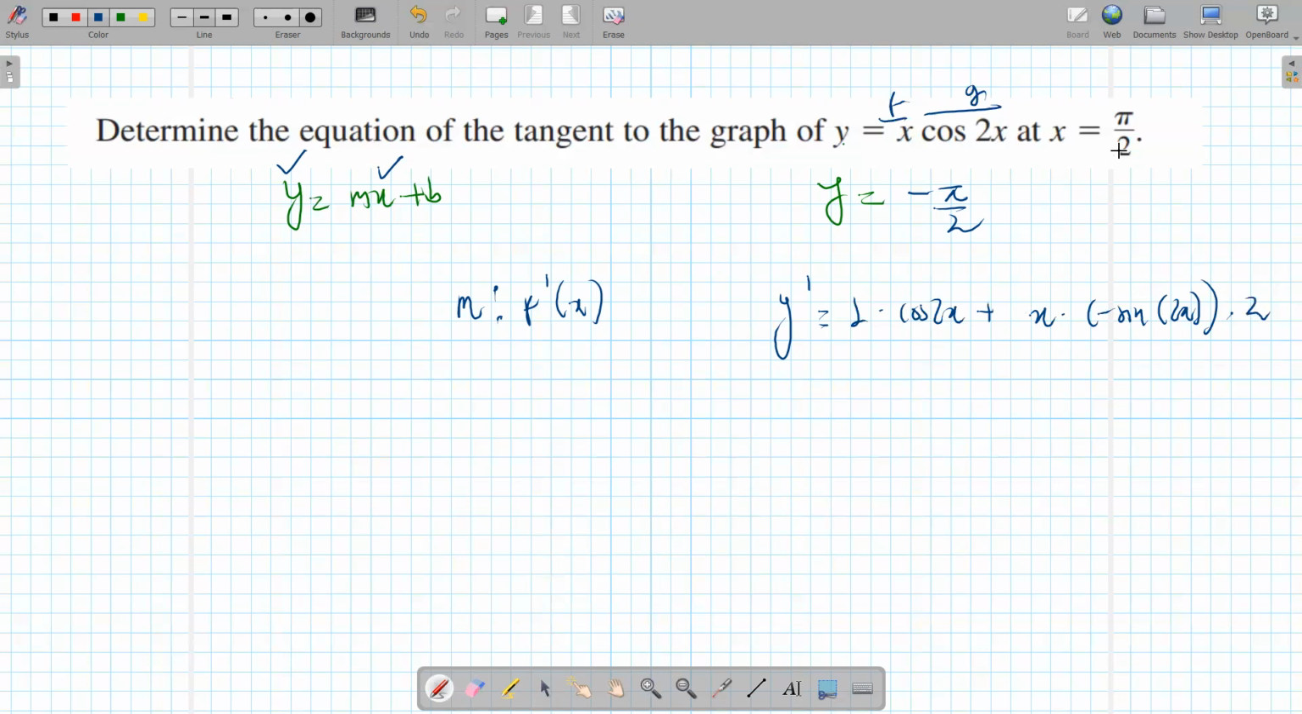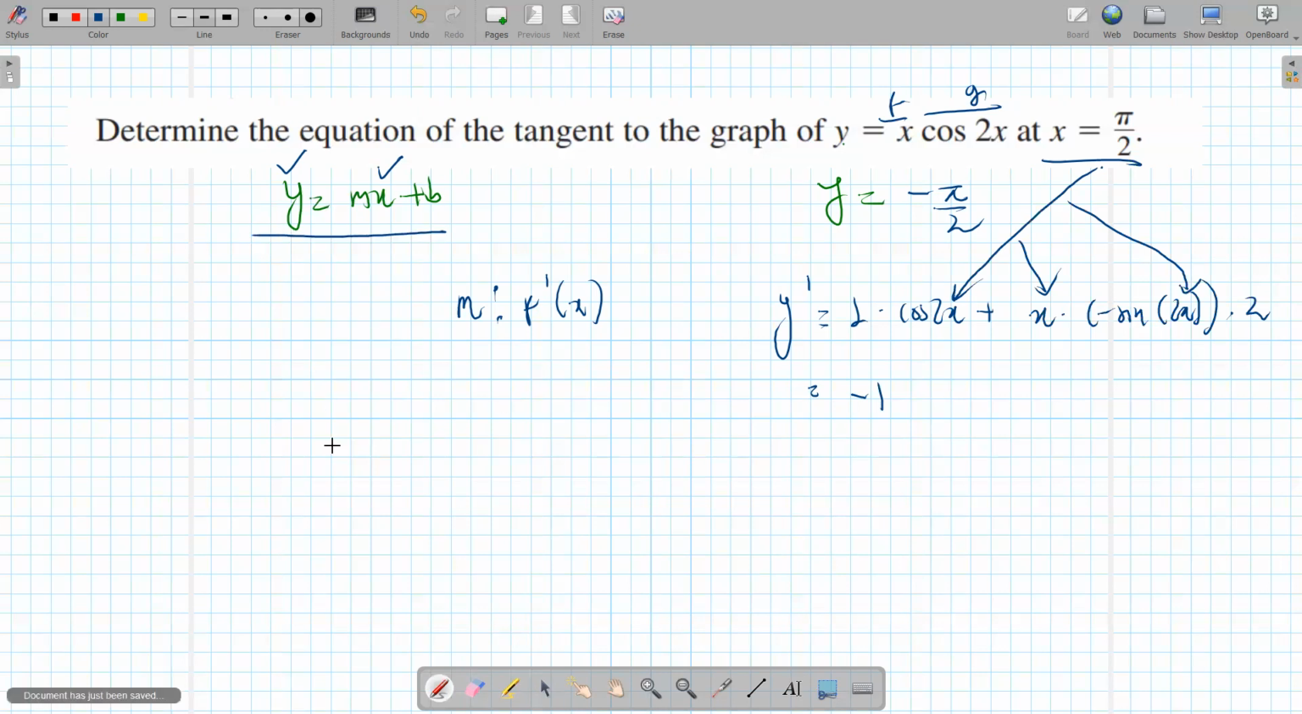That's y prime. And you're going to plug x as pi over 2 in all the x's to find the slope. So cos of 2 times pi divided by 2, plus pi divided by 2 times negative sine of 2 times pi divided by 2, times 2. I got negative 1 as my slope, as my m value. Remember, this is your m. Once you find the first derivative and plug the x value in there, that'll give you the m.